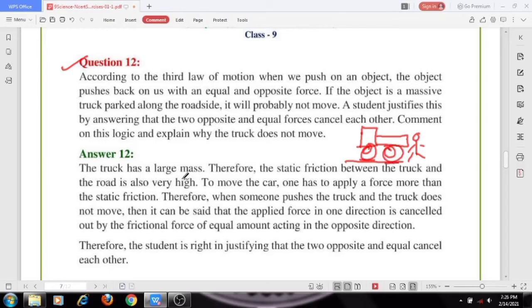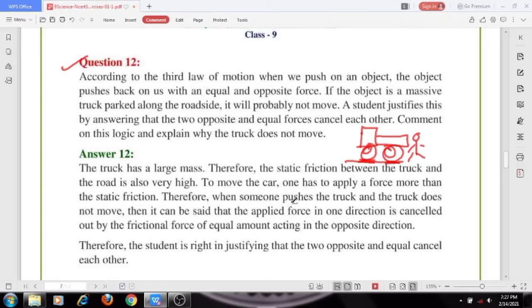The truck has a large mass, as you all know. Therefore the static friction between the truck and the road is also very high. To move the truck, one has to apply a force more than the static friction. I think you know that from the unbalanced force. When we apply an unbalanced force, that is, more force over another, then it causes motion. So to push any vehicle or any object, we have to apply more force which overcomes the friction the object is experiencing.